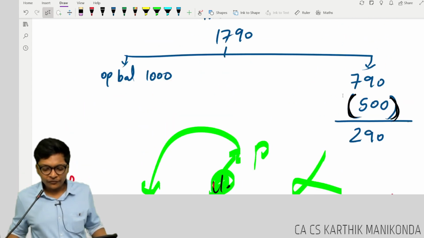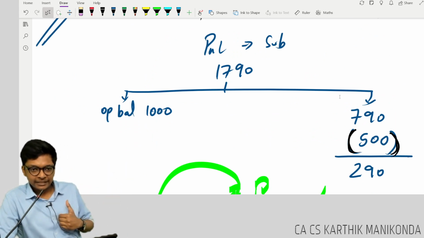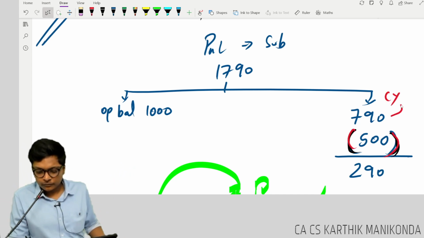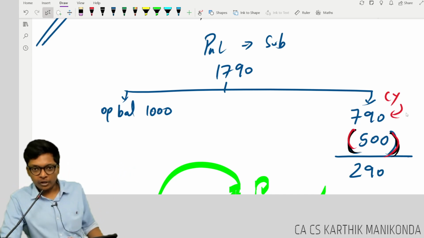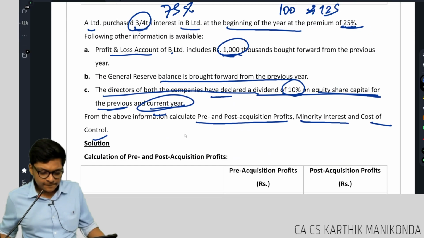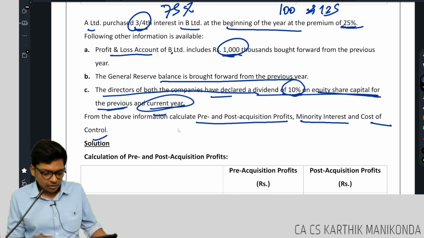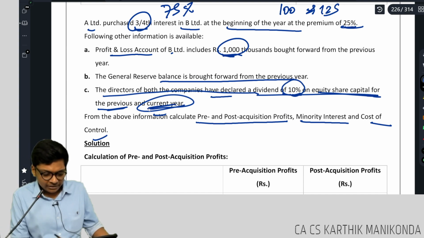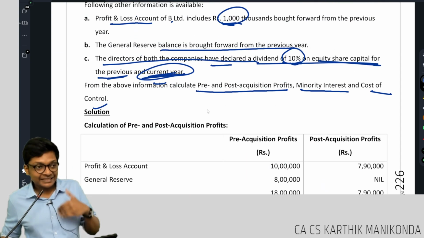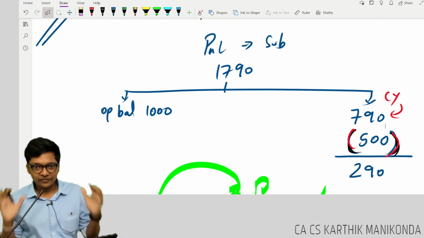So if I have to account for the current year, I have to reduce what? 500. Are you understanding? So I have to reduce 500 from my current year profits and make it 290, but over here they have not taken that reduction. Ideally it should be reduced. I will show you the same adjustment in a different sum where a reduction will be done. We have it in the book itself in a full-fledged sum.